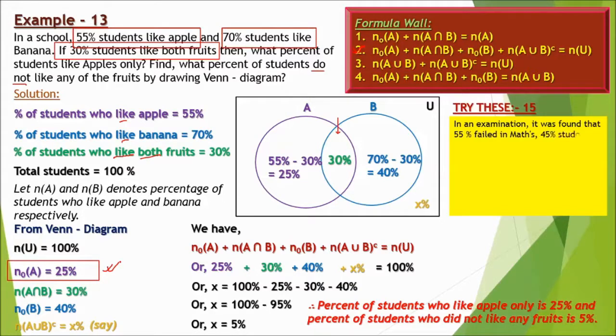Failed in mathematics. 45 students failed in. We are talking about students who failed. If suddenly a passed student comes, then it will be the complement. It will be outside of the circle. What are we talking about? We are talking about failed students. If suddenly passed students appear, then he or she will be outside of the circle. That is the complement.